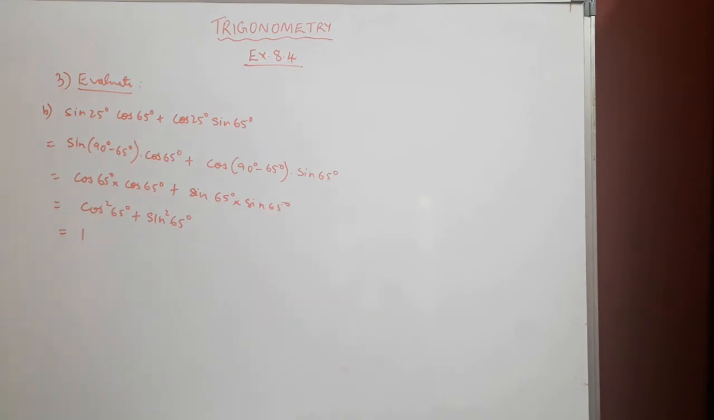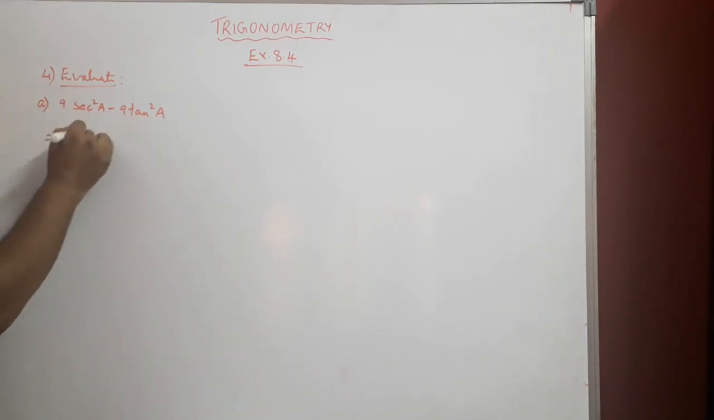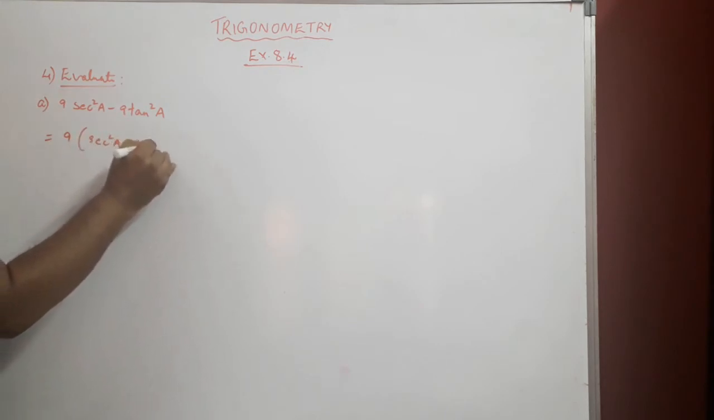Now let's move to the fourth question. The first problem under question number 4 is 9 sec square A minus 9 tan square A. So there is something common between the two, that is 9. If we take that out, we are left with sec square A minus tan square A.